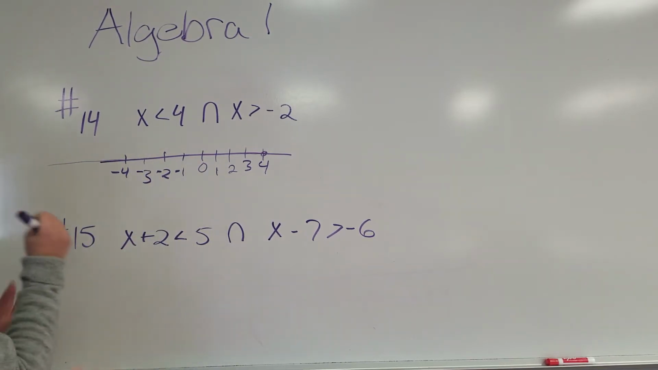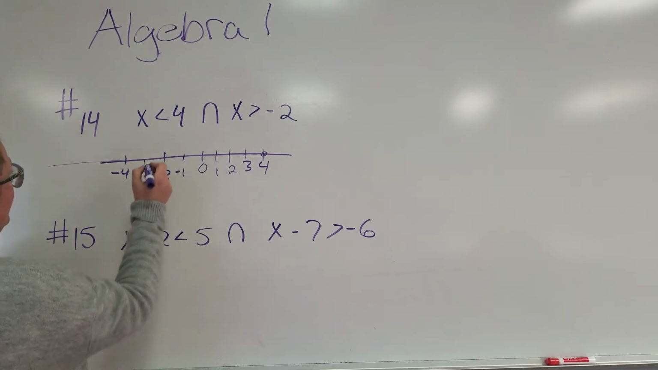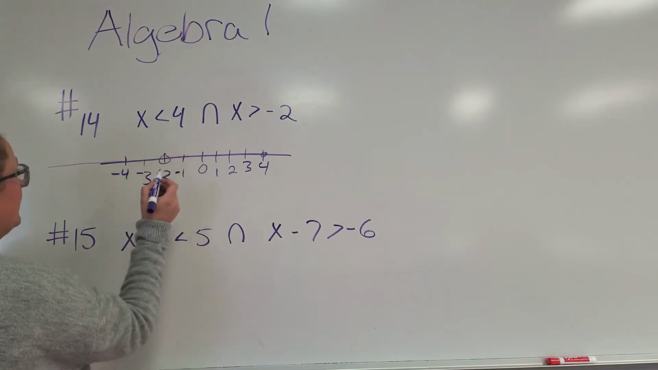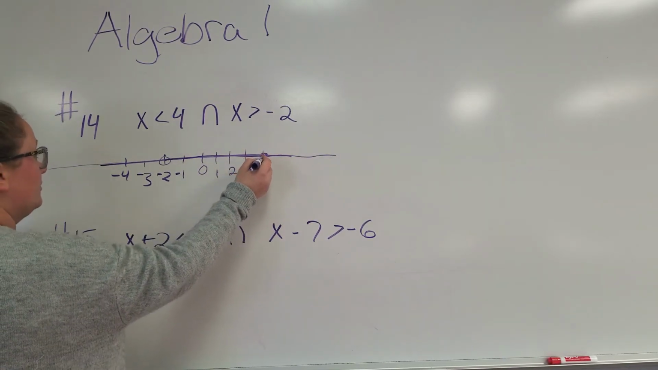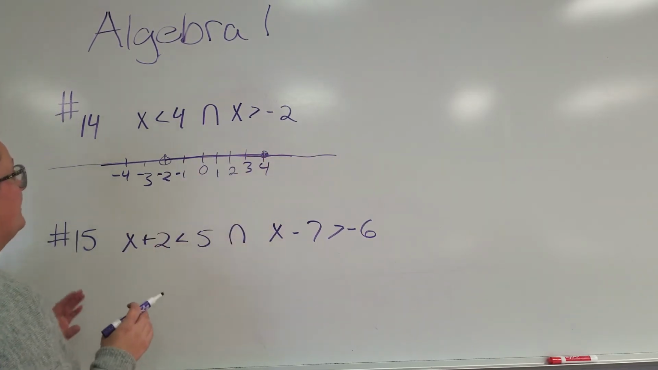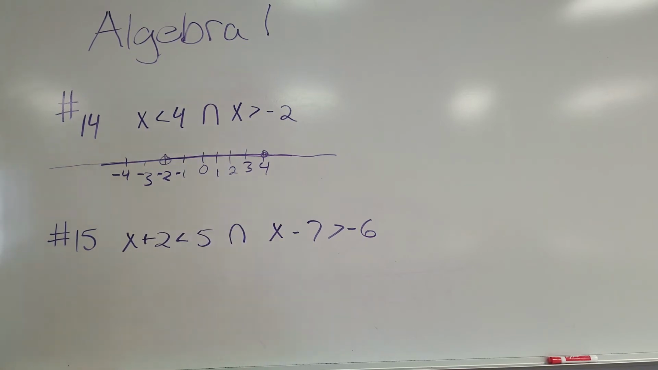The other one is x is greater than -2. So again, open circle on -2, and it's greater than, so it's going to be shaded all the way to the right. But the intersection is only what's shaded by both. So it's going to have open circles on -2 and 4, and a line segment between them.